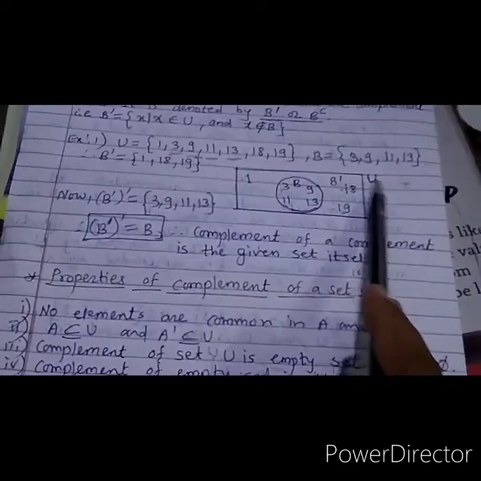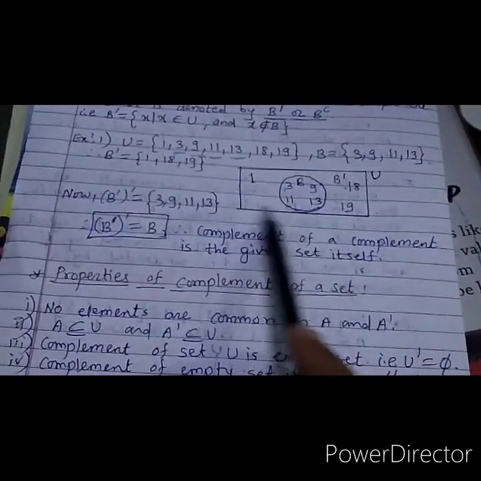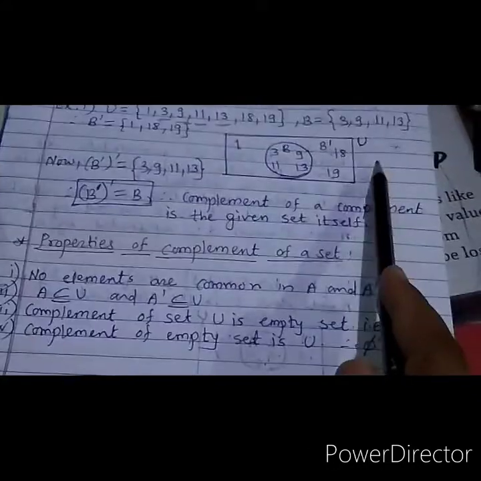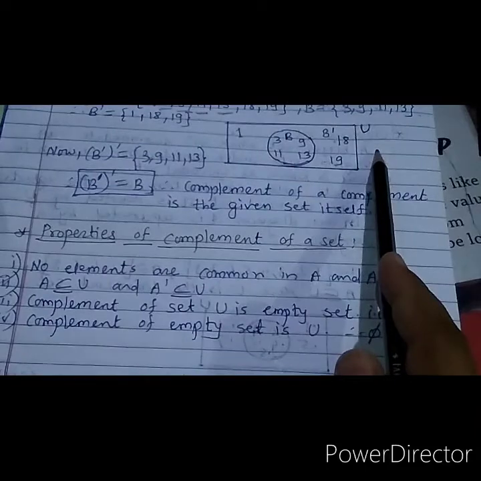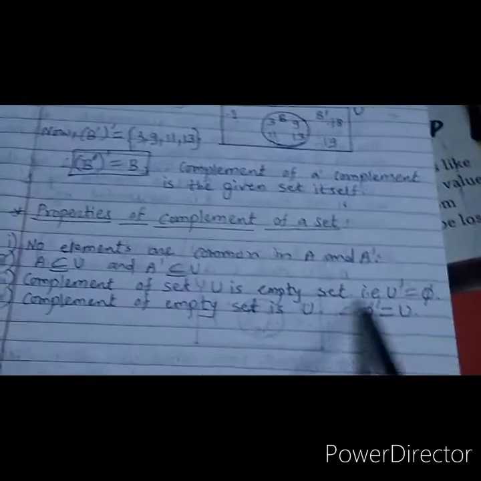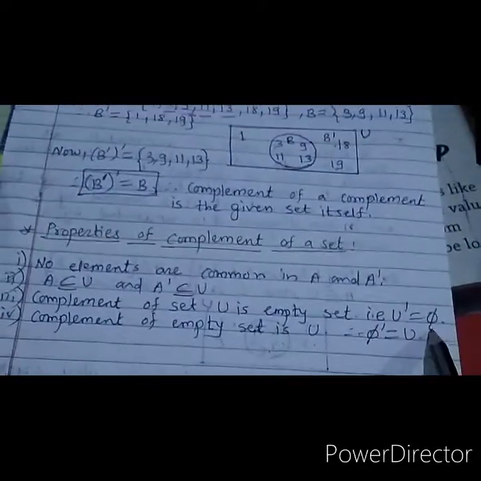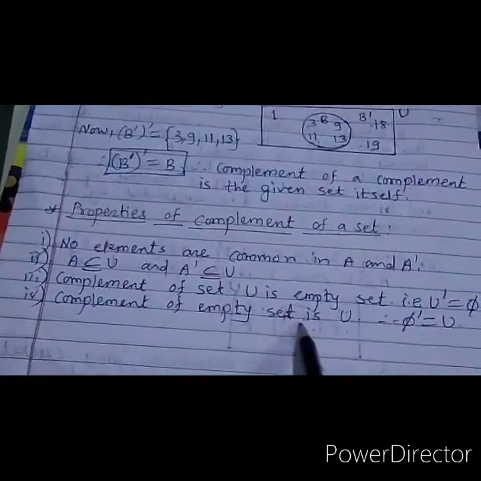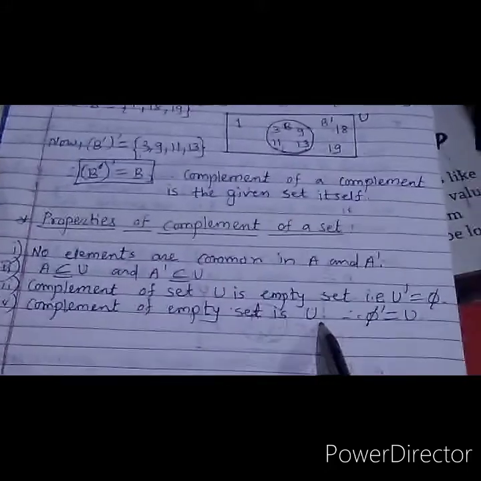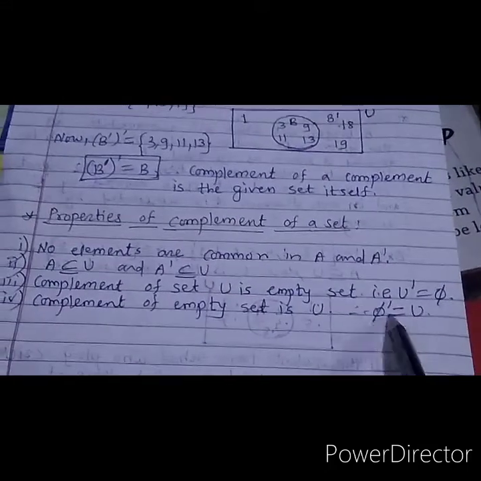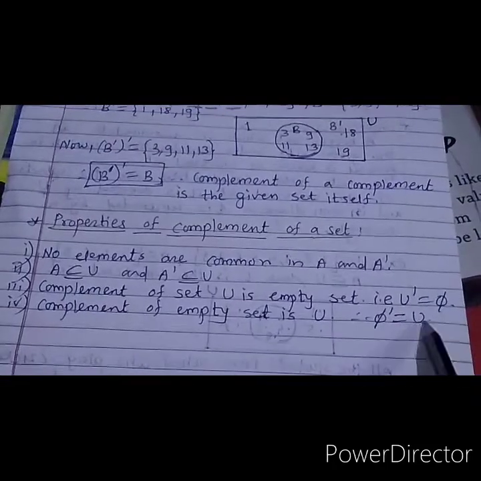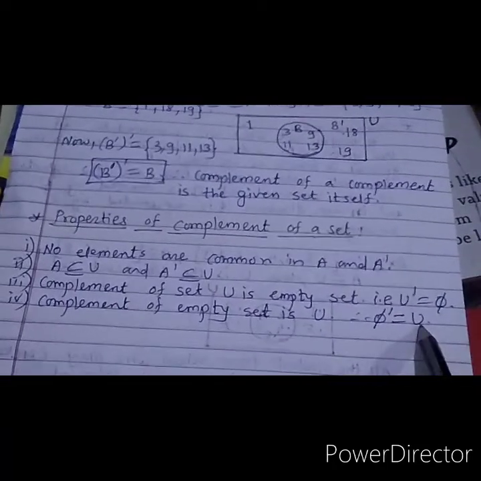Now the complement of set U is the empty set. So we know that for the complement of this universal set, except all these elements, we will get the empty set. There is not a single element in the complement of U, that is we can write phi, the empty set. Now the complement of the empty set is U, that is the complement of phi. Phi is the empty set, therefore the complement of phi is U, the universal set.